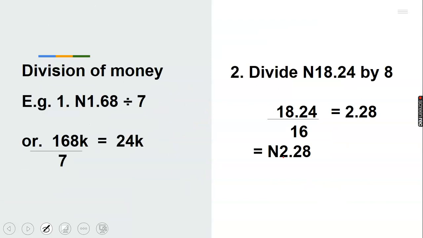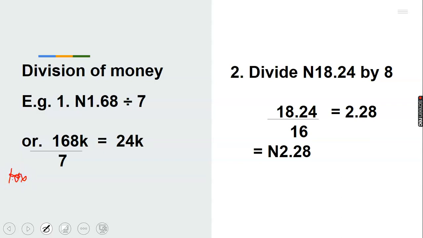Okay, we come to division of money now. Now I want to divide 1 naira 68 kobo among 7 people. What do we do? You know, 7 cannot divide 1, so that will be 0. But let me show you this method first of all. We can change the 1 naira to kobo first. And 1 naira is what? 100 kobo. 1 naira is 100 kobo.